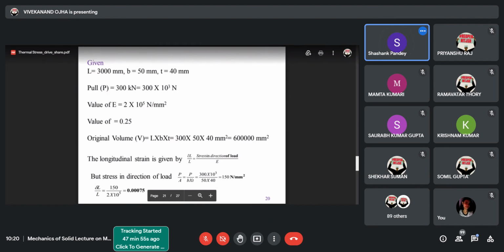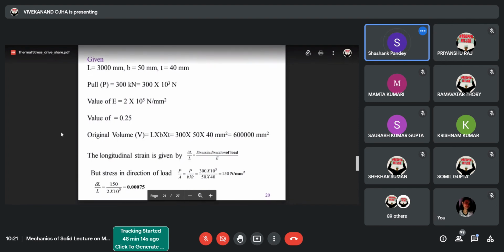since it comes out to be 0.00075 longitudinal strain. Once you have the value of this longitudinal strain, using this expression, delta V is equal to delta L upon L times (1 minus 2 mu) times V, we can calculate the change in volume. It comes out to be 225 mm cube. Okay, so this is the calculation of volumetric strain.